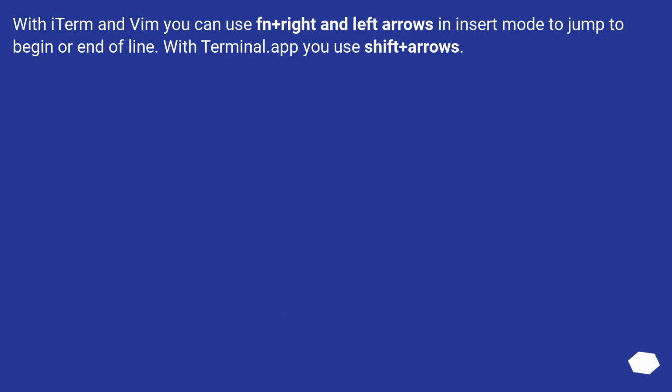With iTerm and Vim you can use Fn plus right and left arrows in insert mode to jump to the beginning or end of line. With Terminal.app you use Shift plus arrows.